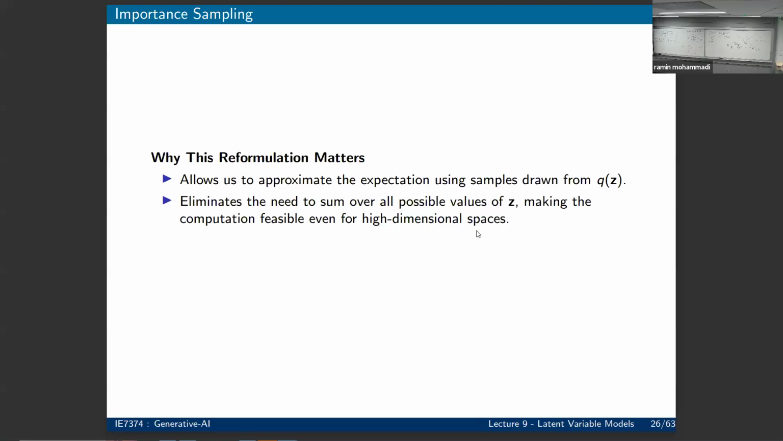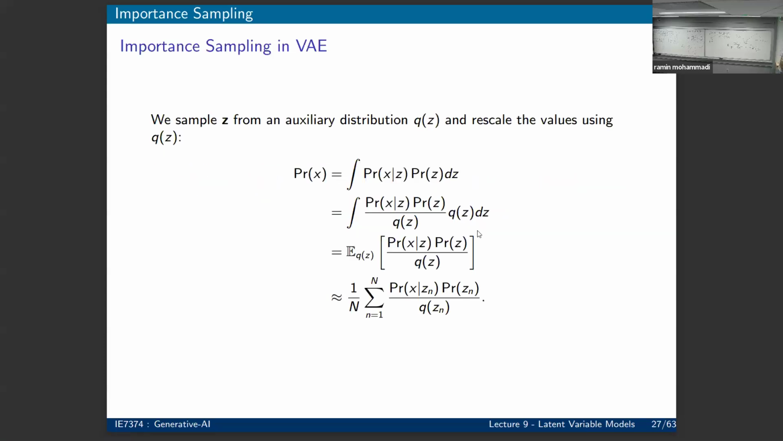Okay, let's continue. So now let's go back to basically the importance sampling here.